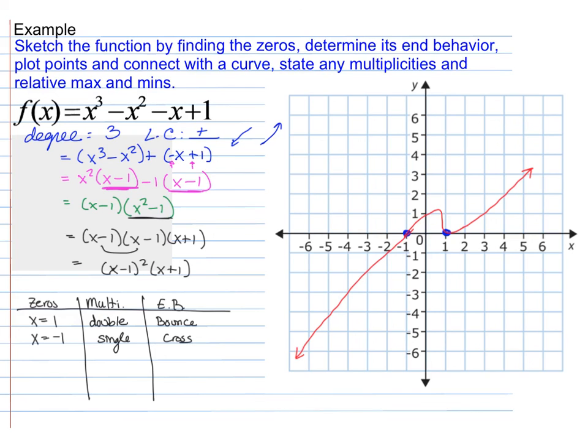So for the number of relative maxes and mins, I have one relative max and one relative min, so it's 1 and 1.